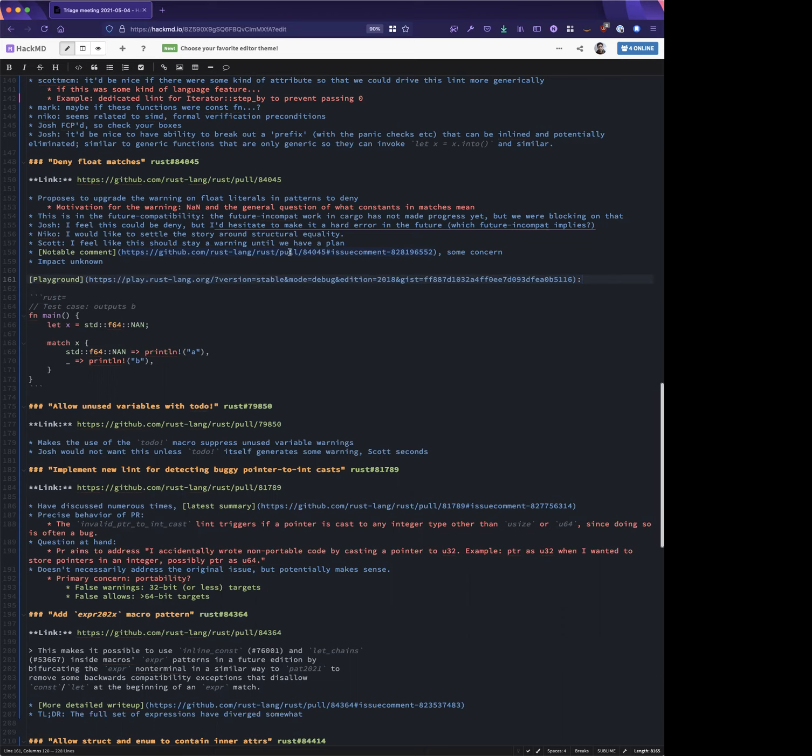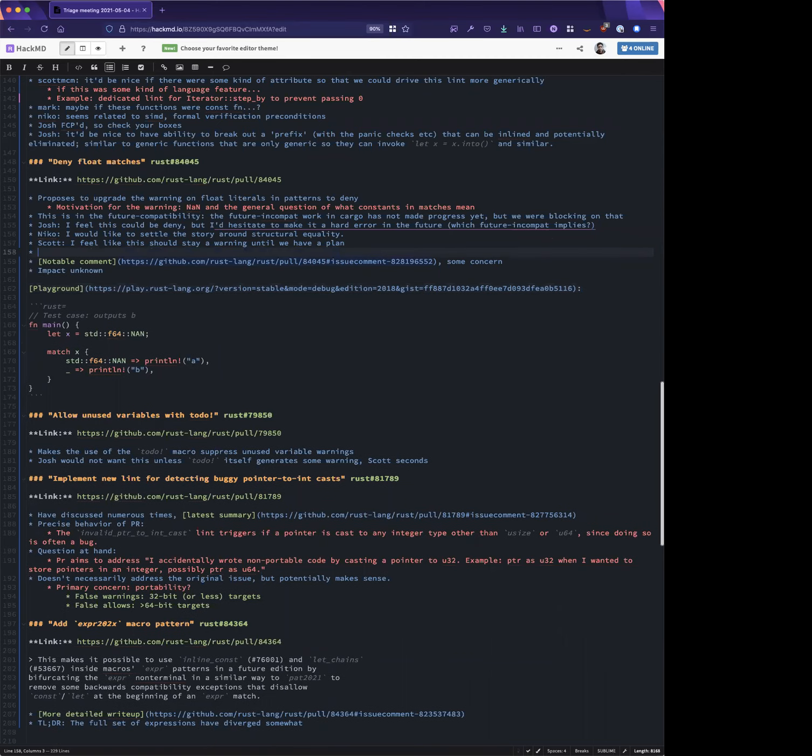So I think the direction we're probably going to wind up going is that pattern matching on constants is just not the same as comparing them with equals and has its own behavior, which is more structural equality, which is more how things are implemented today in many cases. But I just agree with Scott overall that we should keep it a warning for now and make a plan and settle it as part of a bigger picture. But I do want to raise one possibility here.